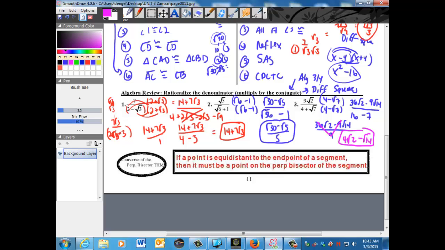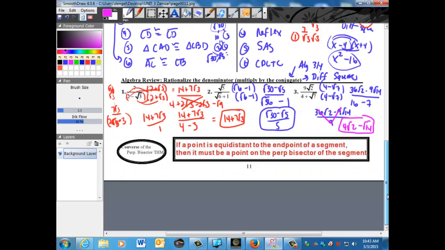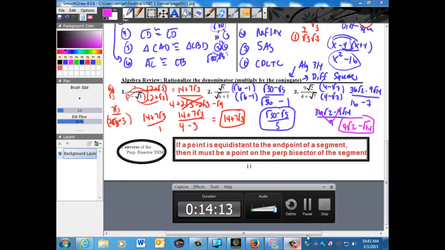Alright, then we also have what's called the converse of the perpendicular bisector theorem. And it's down below. We're going to make a drawing of this on the next slide, so I'll join you on the other slide.